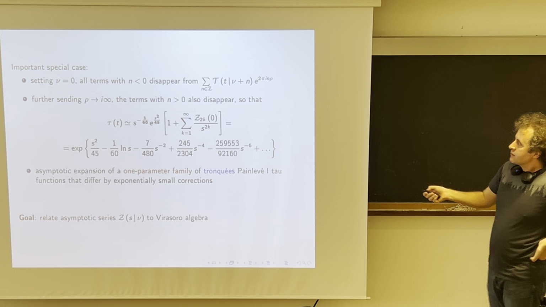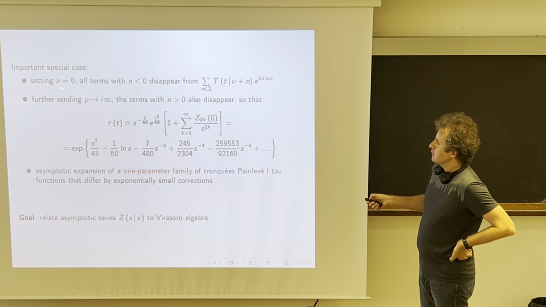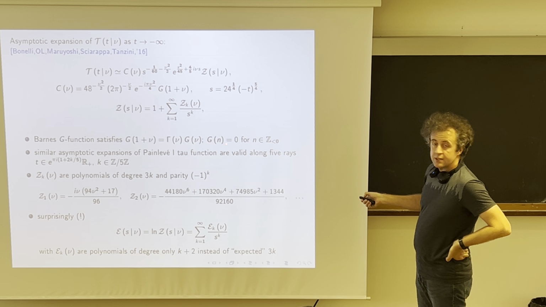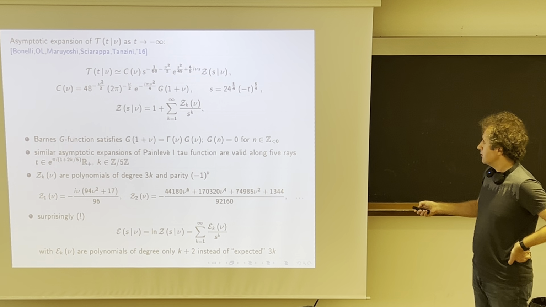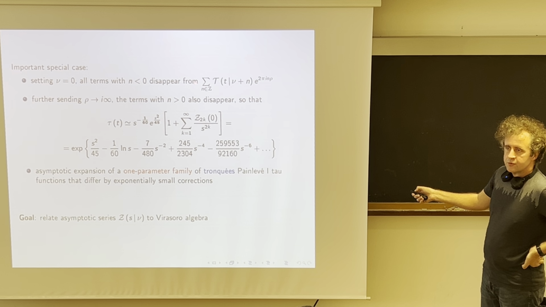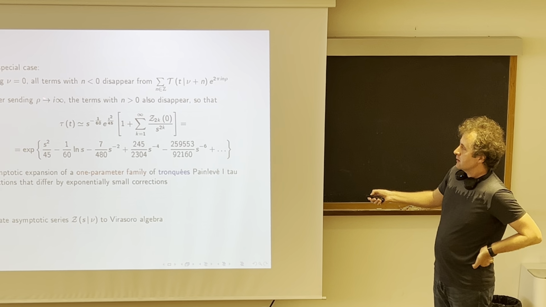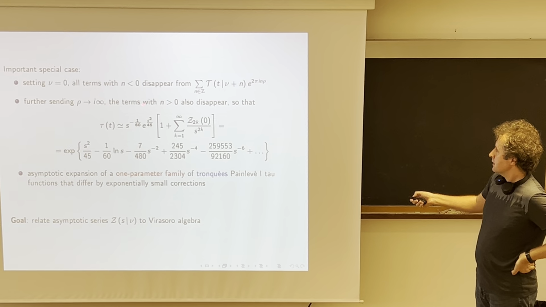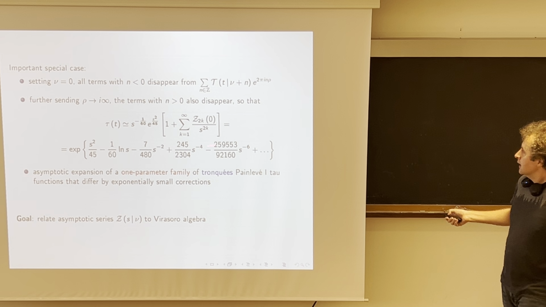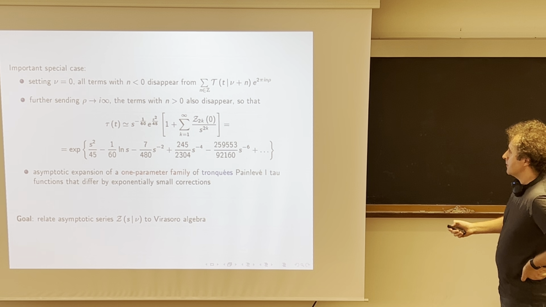Right, and there is one important special case here. For example, if you set this parameter nu equal to 0, then because of this vanishing property of the Barnes G function, in this sum all terms with negative n will disappear. And then we can further send this parameter rho to i infinity, so that the terms with positive n also disappear. Then we are left with just one contribution coming from n equal to 0.